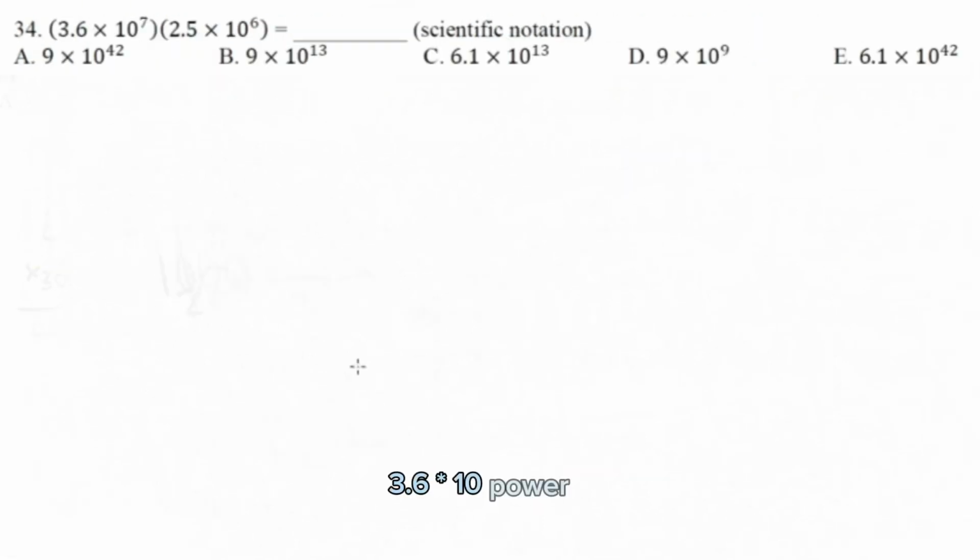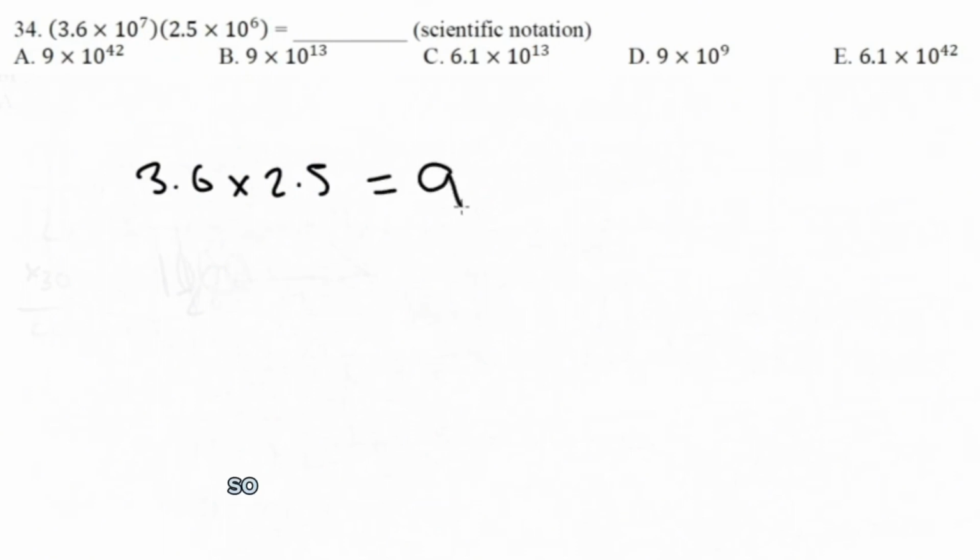Next, number 34. 3.6 times 10 power 7 times 2.5 times 10 power 6. Alright, so this is actually pretty simple. So first what we need to know is what 3.6 times 2.5 is. So that's just 9. 3.6 times 2.5 gets us 9. Alright, so we can automatically cross off C and E.